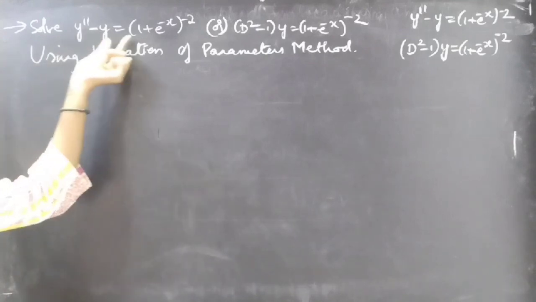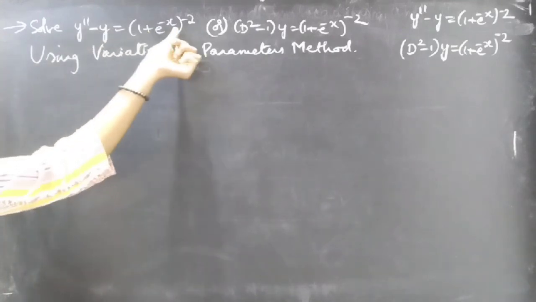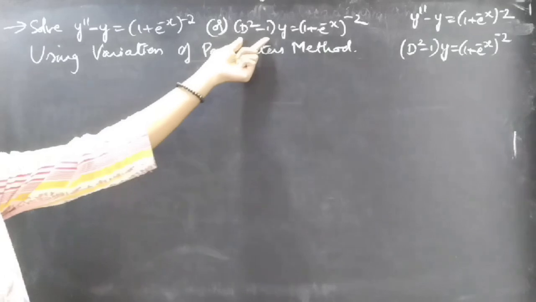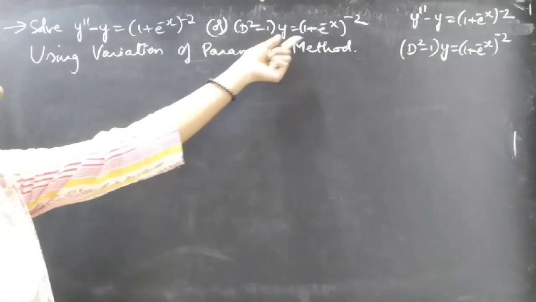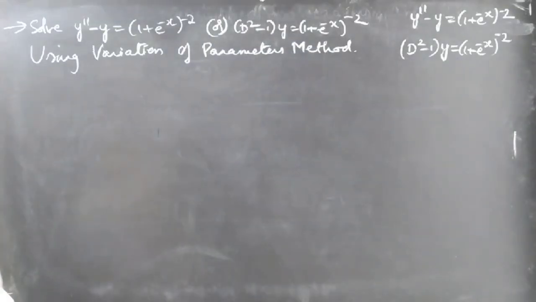Solve y double dash minus y equal to (1 plus e power minus x) raised to the power minus 2, or (D square minus 1) into y equal to (1 plus e power minus x) raised to the power minus 2, using variation of parameters method. So here we are going to use another way of solving variation of parameters method.